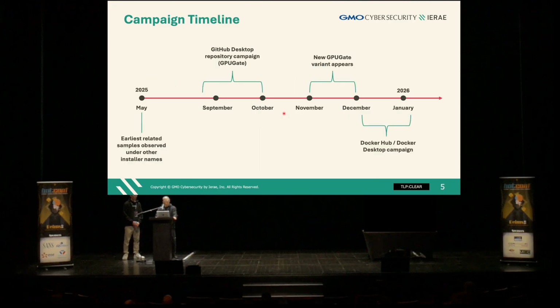Here is a timeline. The GitHub Desktop campaign ran from September to October 2025. Then in November, a new version of GPUGate appeared. And from December 2025 into January 2026, the campaign moved to target Docker Hub and Docker Desktop. So you can see the campaign keeps changing.